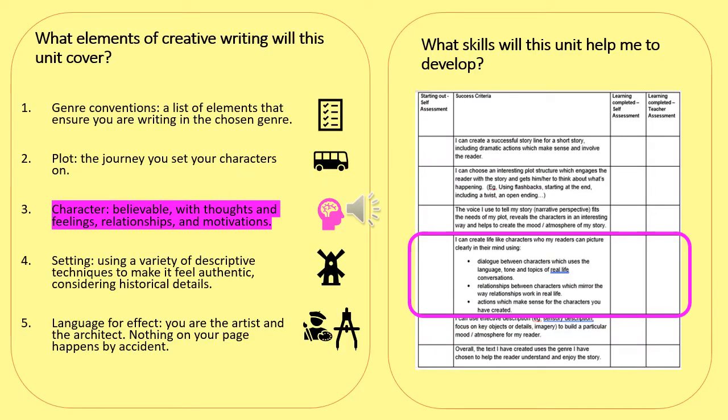As we consider how to create a believable character with real thoughts and feelings, relationships with others, and what their motivations might be, this is the section of the marking tag that you will focus on. Creating lifelike characters whom our readers can picture clearly in their mind using dialogue, relationships, and actions that make sense for the characters you've created. You are going to have the additional task, because this is historical fiction, of ensuring that your character is true to the time they are set in.